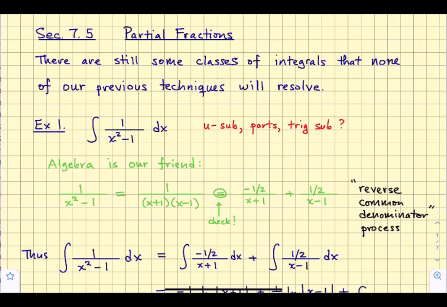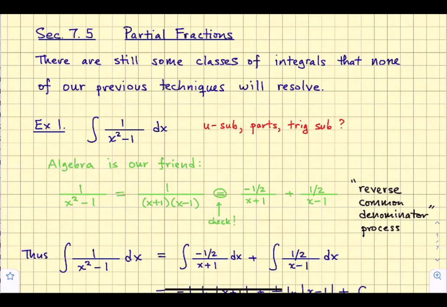Section 7.5, Partial Fractions. There are still some classes of integrals that none of our previous techniques will resolve. For example, consider the integral of 1 over x squared minus 1 dx. If you were to try a u substitution or parts or a trig substitution, none of those would resolve this integral. So the idea here is that we need to use a little algebra to help us out.